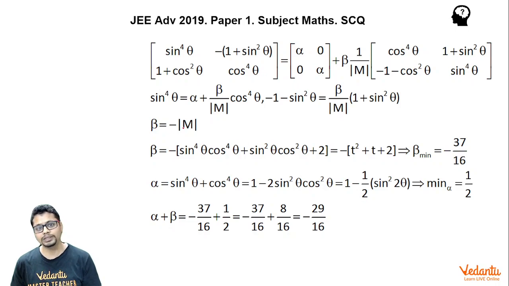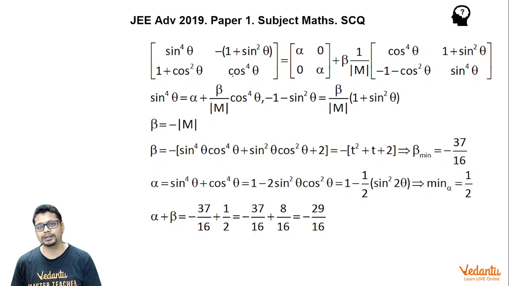And when you put beta to be minus times determinant of M, alpha essentially becomes sine to the power 4 theta plus cos to the power 4 theta, which again we had got in our previous method. Now you may minimize the two and add the minimum values of the two to get the answer. Now you may wonder, what if I would have considered this element and this element? You would have got the same thing.